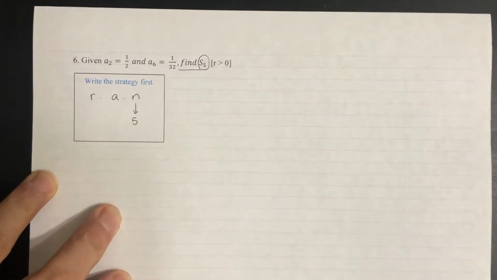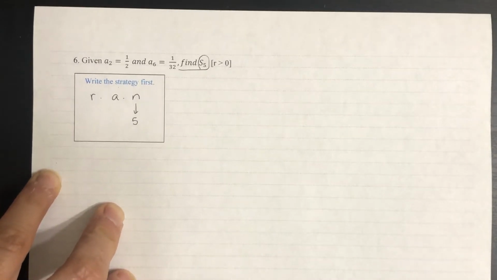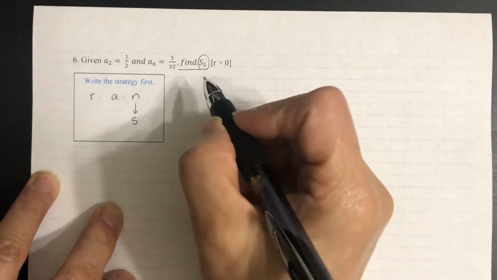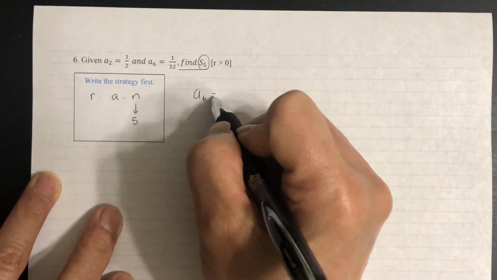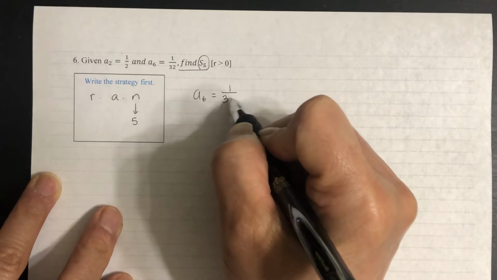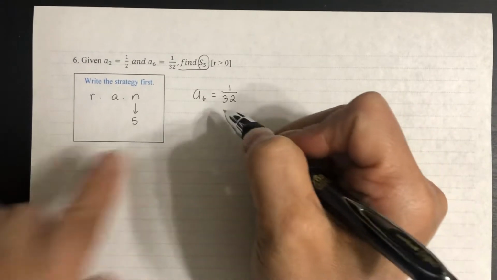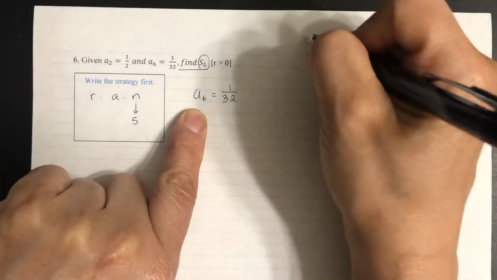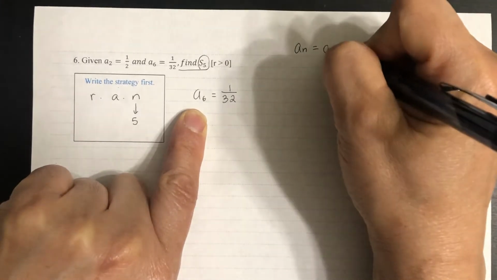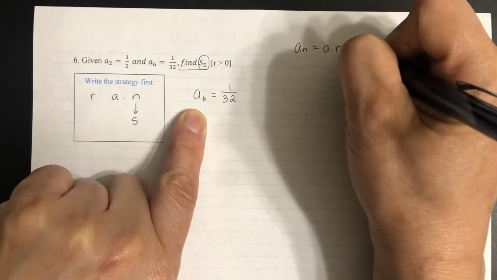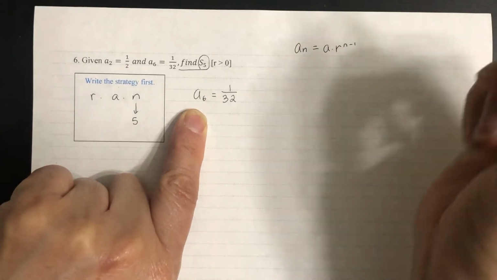So just like in the arithmetic sequence, when we don't have the first term, but some kind of terms in the middle, then what we do is we set up an equation. So we're going to do the same thing. We're going to start with a sub 6, and that is 1 over 32. Now, how do you find a sub n? This is a general rule, right? Any term is a, the first term, times the ratio to the n minus 1. So we're going to do that.